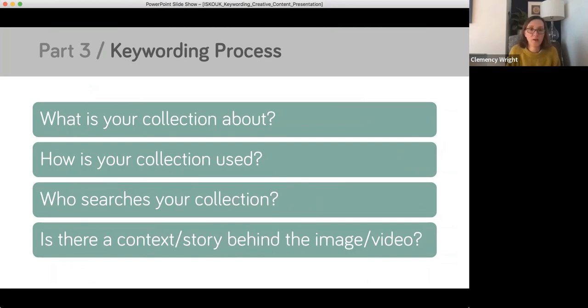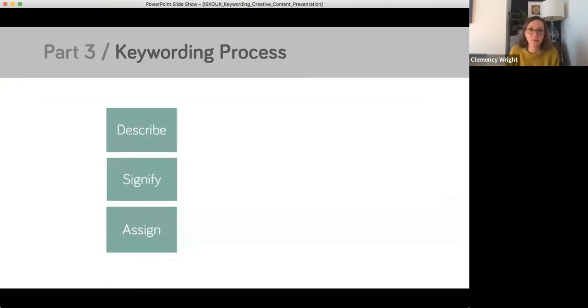What is your collection about? How is your collection used? Who searches your collection? This will really help you with creating a strategy for keywording. And is there a context or a story behind the image? We started out thinking about that at the beginning. Why do certain brands need certain imagery to tell certain stories? And therefore, can that guide and influence your keywording process?